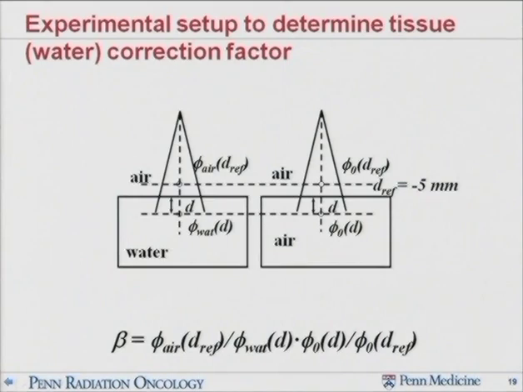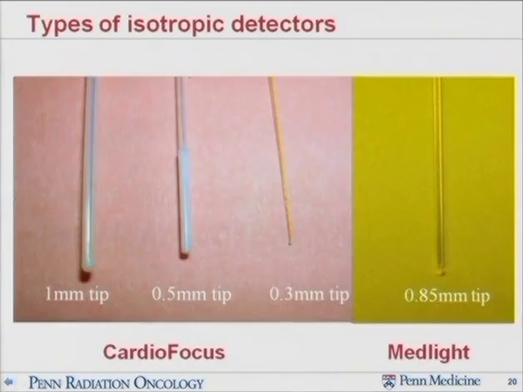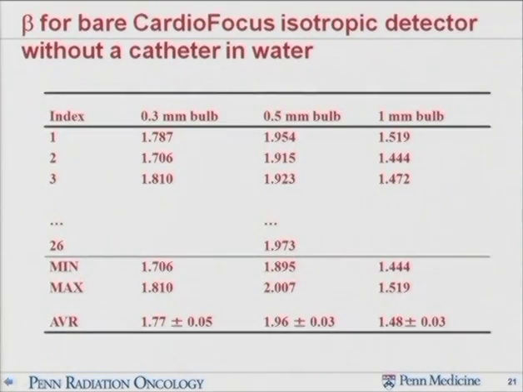So experimentally it is very easy to measure. You just do a setup and one can measure it. We have measurements for a class of different isotropic detectors, depending on the size: 1 millimeter ball tip, 0.5 millimeter, 0.3 millimeter, and these are the SMET light ones, 0.85. One can find that this correction factor is actually detector specific. We have measured quite a number of them. For this one we have 26 of them, and for the others we have probably 10.